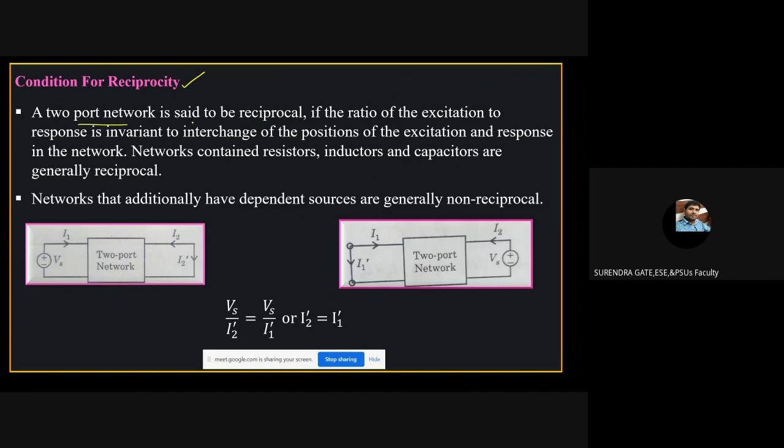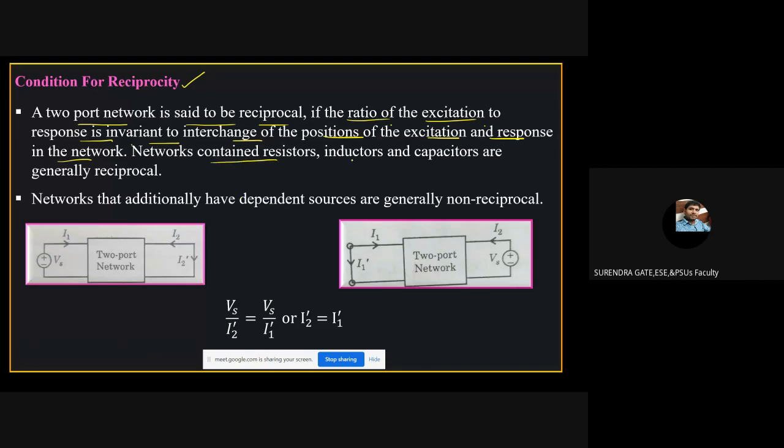A two-port network is said to be reciprocal if the ratio of the excitation to response, that is the reciprocity theorem, is invariant to interchange of the position of the excitation and the response in the network. That means even though excitation and response are interchanged, the ratio of excitation to response remains the same. Then we can say that network is a reciprocal network.